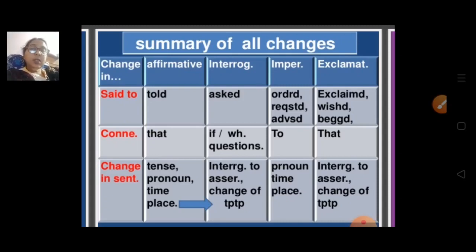You go through this video and learn, because I have given so many examples for you to practice on. These are very important things that you should always keep in mind whenever you are changing direct to indirect speech.